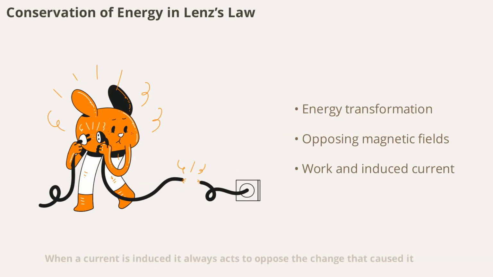Conservation of energy is at the heart of Lenz's law. When a current is induced, it always acts to oppose the change that caused it, preventing the creation of energy from nothing. For example, if you try to push a magnet into a coil, the induced current creates a magnetic field that resists the motion. This means you must do work to move the magnet, and that work is converted into electrical energy. This elegant balance ensures that energy is neither created nor destroyed, but simply transformed from one form to another.